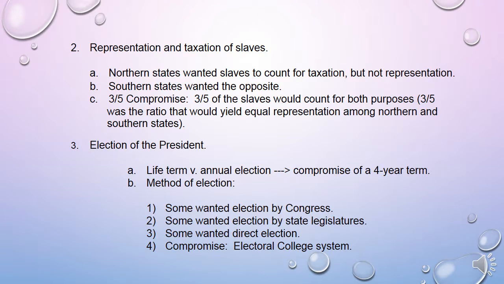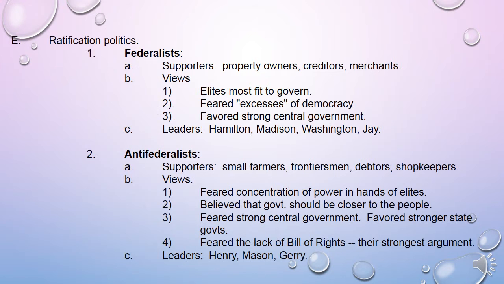So how would you vote? How would you elect them? So this led to some other talk. Some wanted election by Congress. Some wanted election by state legislatures. Some wanted direct election. And so they compromised and had the electoral college system in which you voted, but essentially you vote for someone to then vote. And we'll talk about the electoral college system later. Not to worry about it right at this moment. Just make sure that you understand it was part of the compromise in the Constitution.